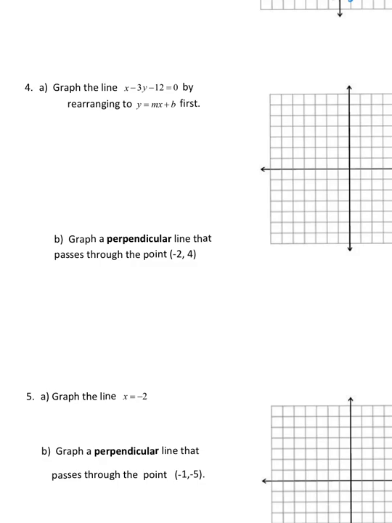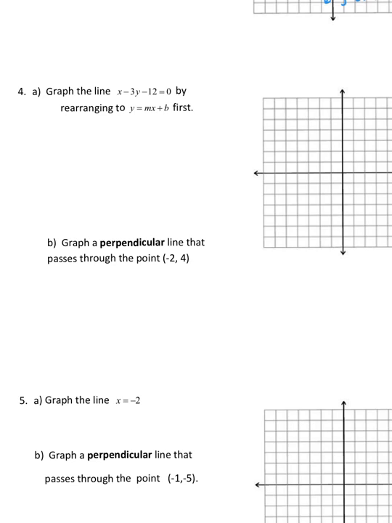Question 4 is the same idea as question 3, where we are asked to graph a line. And then we are asked to graph a line that's perpendicular to the first line, given a point. So the first equation we are given, I need to rearrange because it is not in slope-intercept form. So I'm going to take away x from both sides to get -3y minus 12 equals -x. And then I'm going to add the 12 to both sides to get -3y equals -x plus 12.